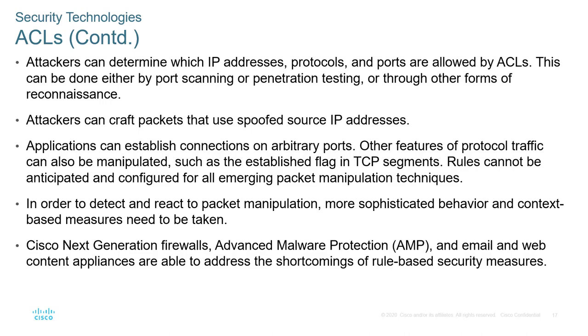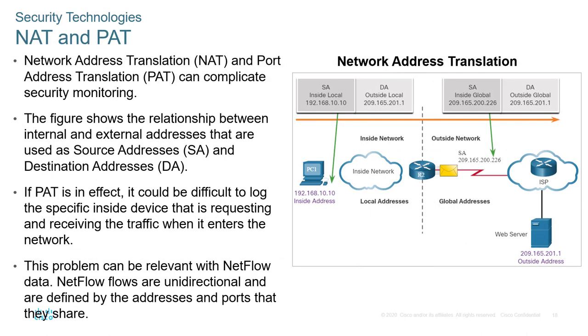All right, so after ACLs, we have our NAT and PAT. NAT is network address translation. PAT is port address translation. That is the ability to take a private IP address and mask it to a public IP address. So here we have our local network. Here we have our internet-facing network, or our WAN side.